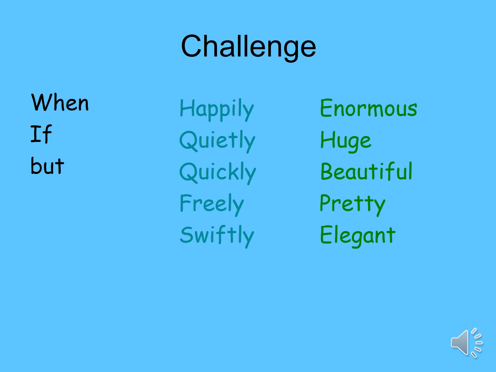For a challenge, you might want to include some of these words like happily, quietly, quickly, freely, swiftly, which gives the reader a little bit more information. Or really choose some fantastic adjectives to make your instructions stand out. Enormous, huge, beautiful, pretty, or elegant. And for a further challenge, see if you can include some of our conjunctions. When, if, or but. Have a go.